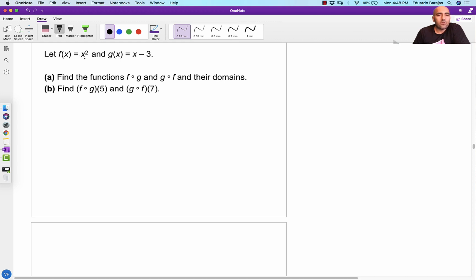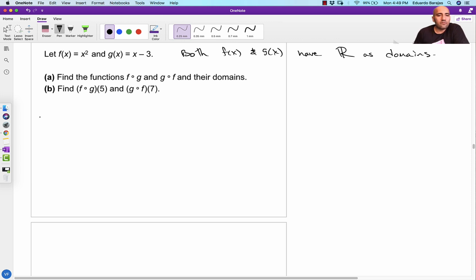Remember, the only two things we have to look out for are dividing by 0 or taking the square root, or the even root, of a negative, and that can't happen here. So the domain is all real numbers. Same thing here. You're not going to divide by 0, and you're not going to take the square root of a negative number. So in both cases, f of x and g of x have the real numbers as their domain.